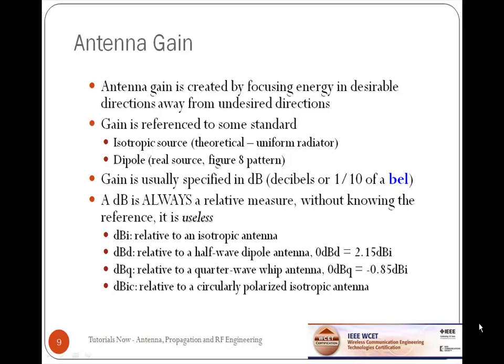Without knowing the reference, it is not very useful. So dBi is defined relative to an isotropic antenna, whereas dBd is defined relative to a half-wave dipole antenna. So 0 dBd is equal to 2.15 dBi. On the other hand, dBq is defined relative to a quarter wave whip antenna. So 0 dBq is equal to minus 0.85 dBi. And dBic is defined relative to a circularly polarized isotropic antenna.